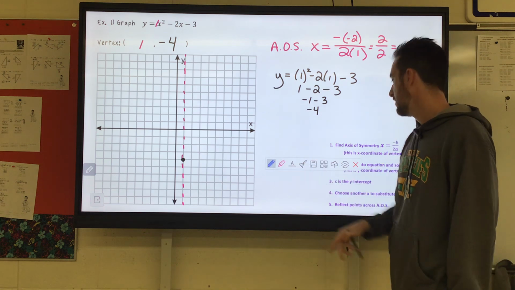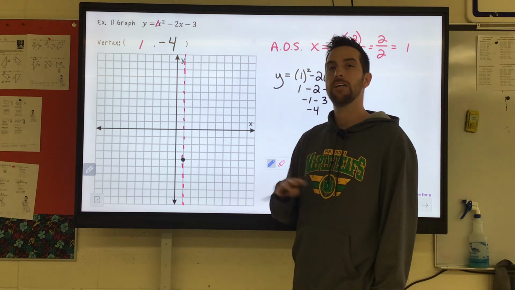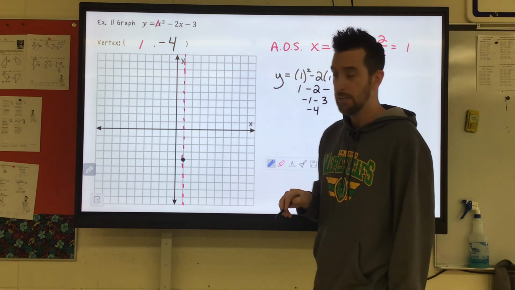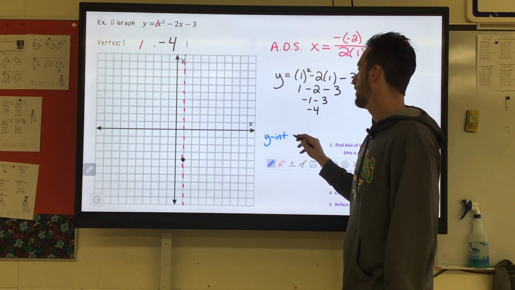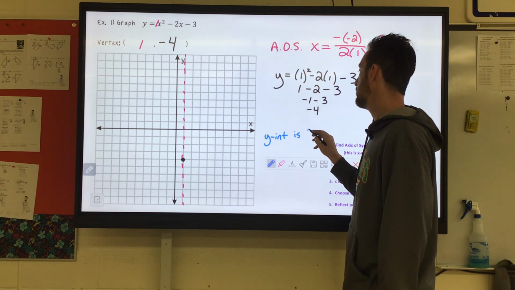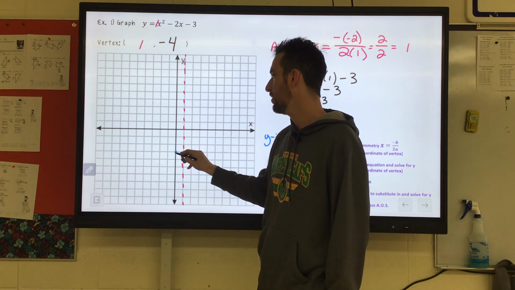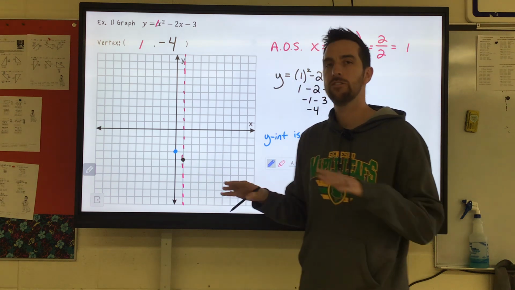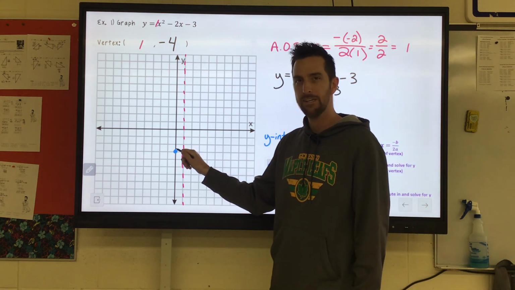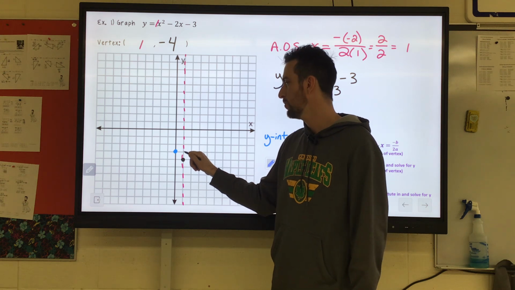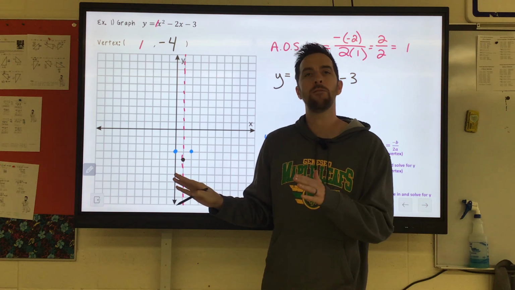Now, step 3 says c is the y-intercept. C is the only number without an x attached to it. That would be negative 3. So the y-intercept is, and we can label that as a coordinate, 0, negative 3. Go ahead and plot 0, negative 3. Now we can always just reflect these points across the axis of symmetry. That point is 1 away from the axis of symmetry, so we reflect it 1 the other direction, and we get a free point without doing any math.